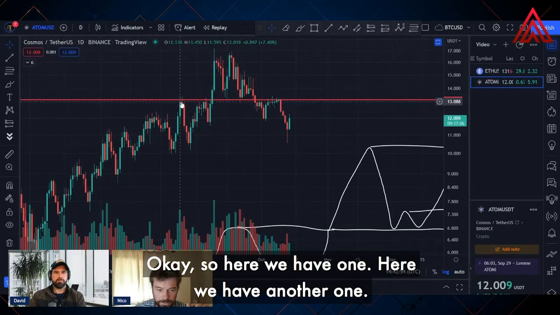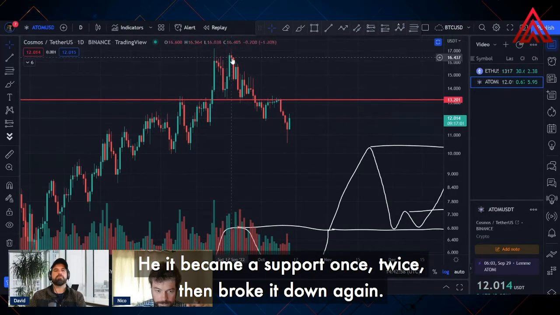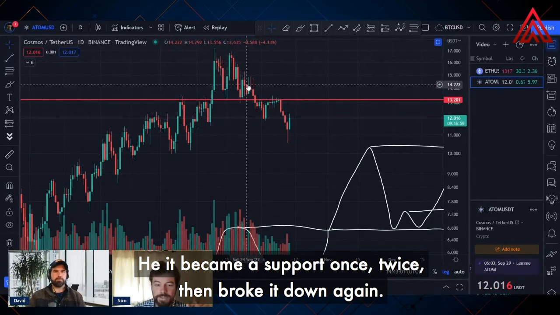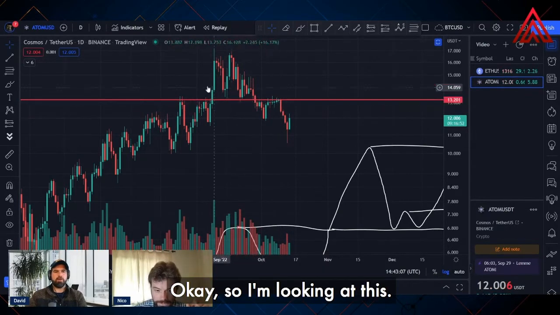Okay, so here we have one, here we have another one, and up here it switched. Here it became a support once, twice, then broke down again. And then it became a resistance again after that. Okay, so I'm looking at this.